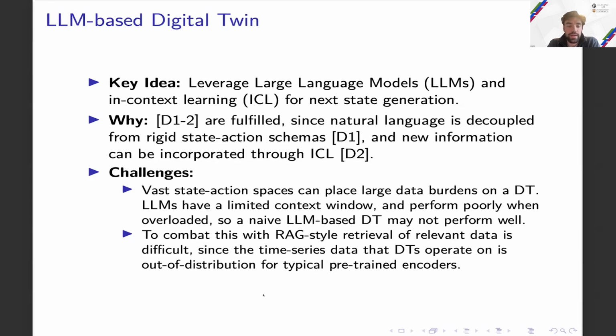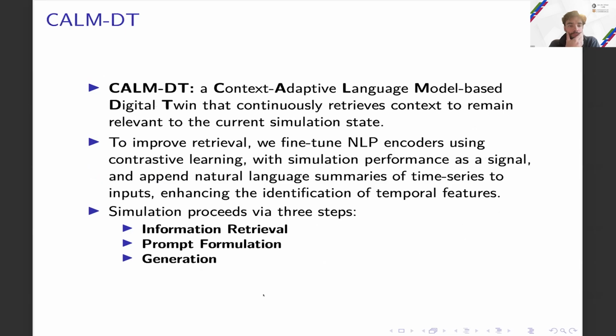And this can naturally encourage us to pursue some RAG-style retrieval framework where we want to retrieve only the most relevant data points to our simulation. But this can be challenging because we're considering operating mainly on time series data, which is quite out of distribution for typical encoder retrieval frameworks. So we propose our method, which we call CalmDT, which is a context adaptive language model-based digital twin, which does pursue this retrieval simulation.